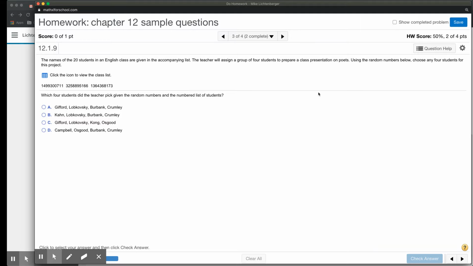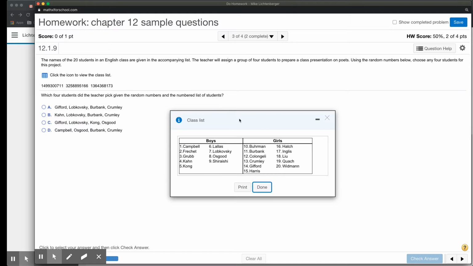Same concept as the states one, but now we're doing students in an English class. There's 20 students here, so we're going to go two digits at a time. So our first two digits are 14. So 14 is Gifford. Okay, so Gifford is the first student, which means B and D are out.